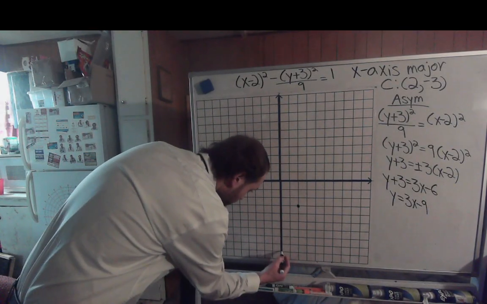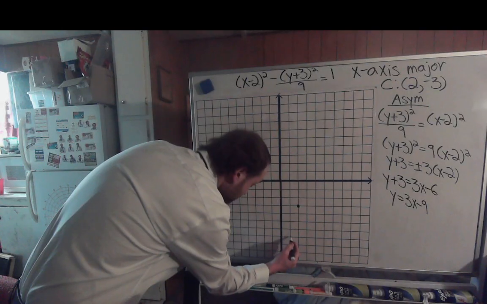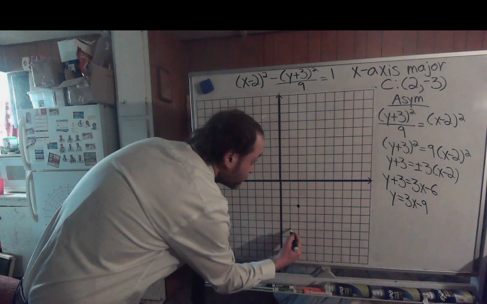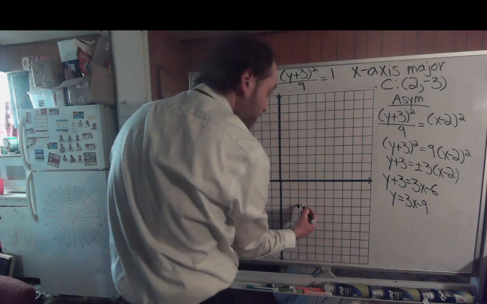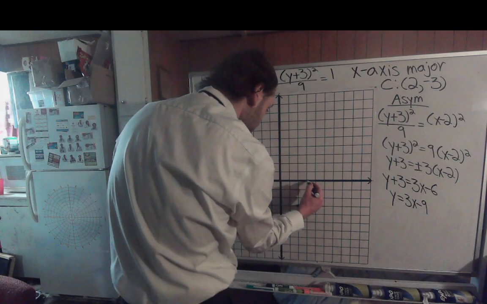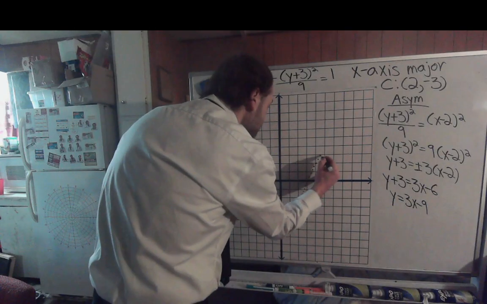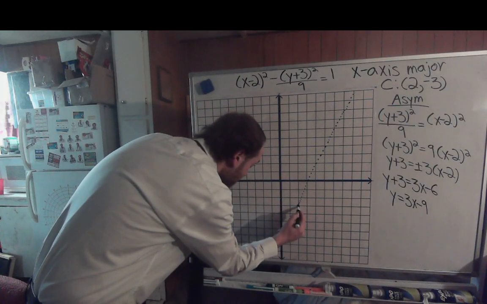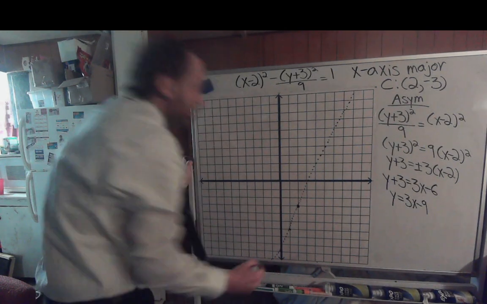So at 0, we're all the way down to -9. 1, we're at -6. 2, we're at, let's see, so that'd be 6 minus 3. We're at -3. 3, we're at 0. Okay, so I think we can sufficiently plot these asymptotes now. I'm satisfied with that. There's sufficient points to plot our asymptotes.